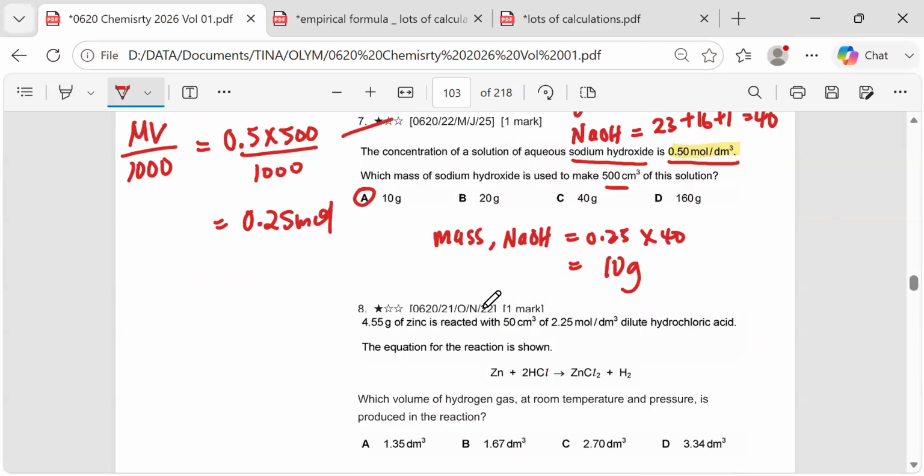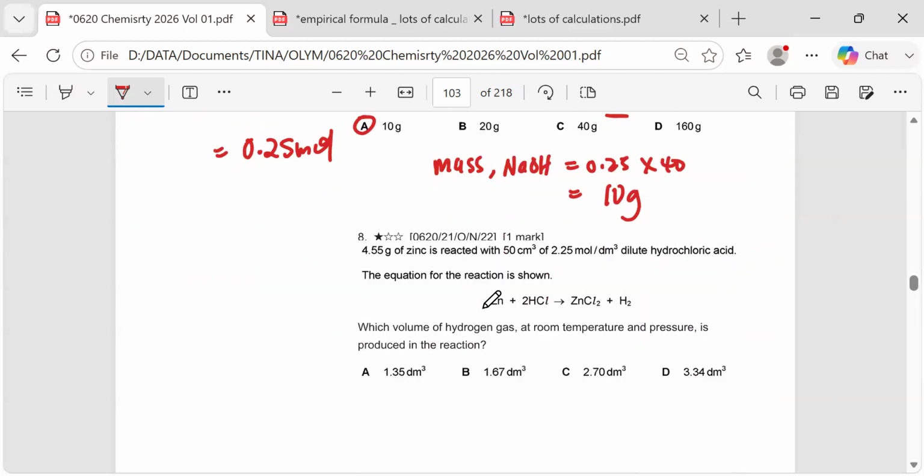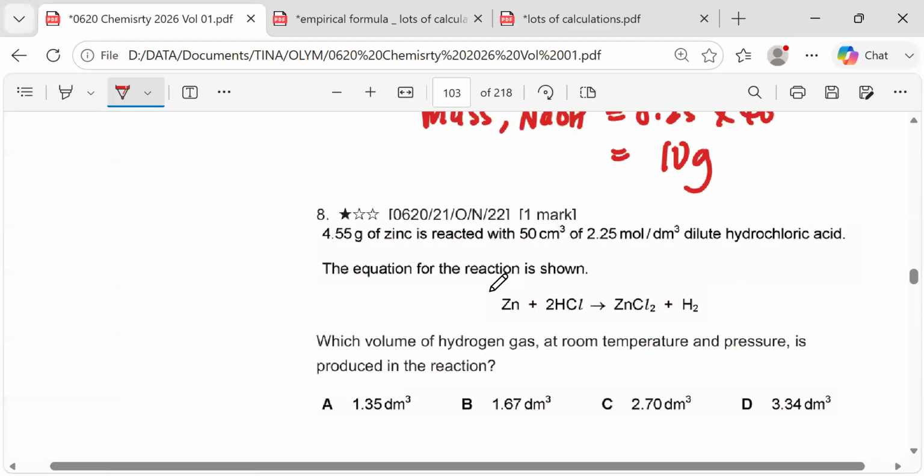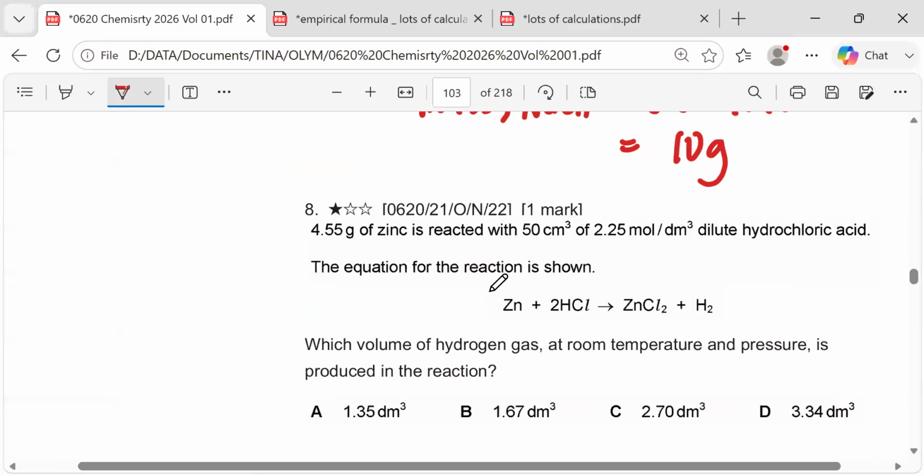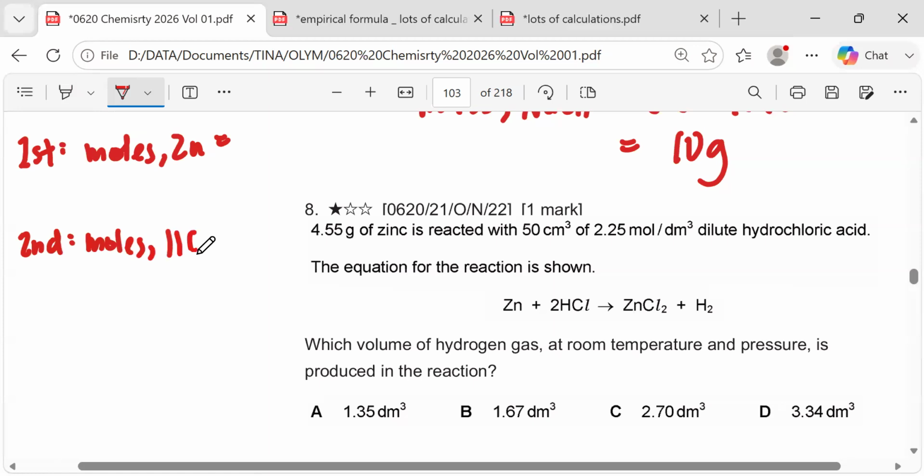Look at question 8. Question 8, you need to apply 2 formulas. Listen first, I'll give you a clue what to do. First step, you calculate the amount of moles of zinc using formula 1. Second step, you calculate the amount of moles of hydrochloric acid using formula number 3. Then we'll compare which moles to use for hydrogen. Read the question carefully first.